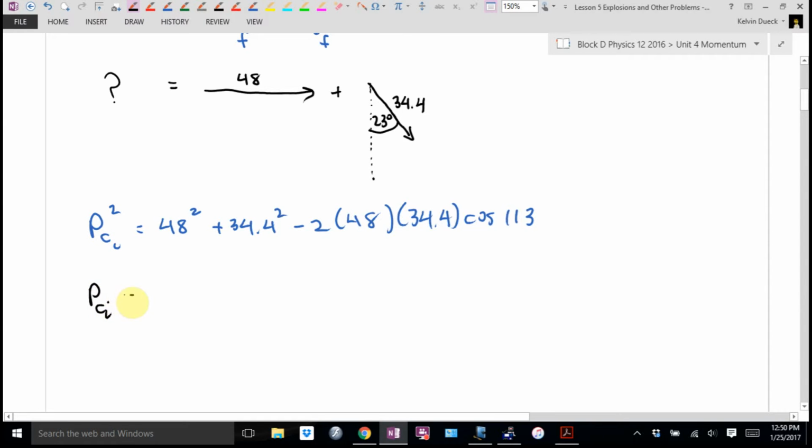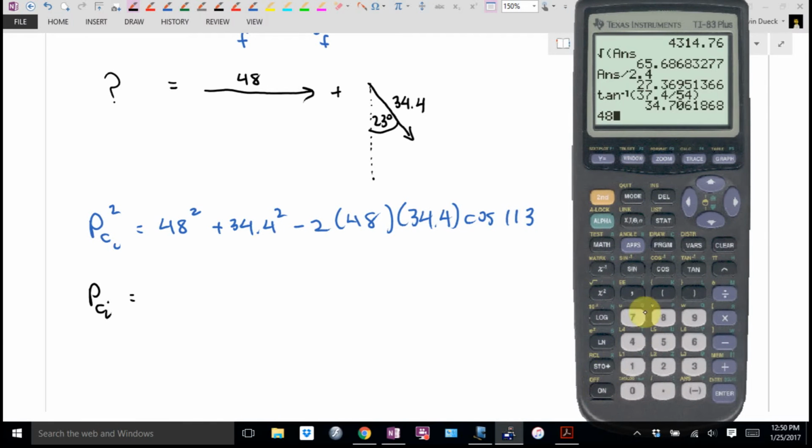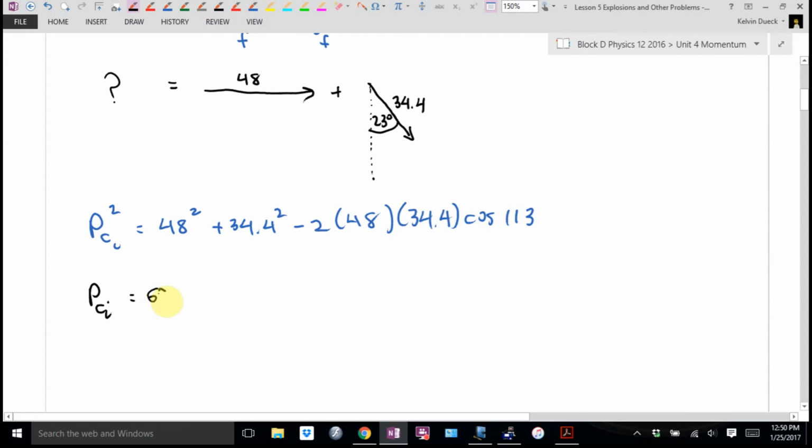The final momentum initial, I'm going to get 48 squared plus 34.4 squared minus 2 times 48 times 34.4 cos 113. Wow. Oh, square root. I always forget to do that. You get 69.121? Which, of course, Luke, is not what they asked me to find. What did they ask me to find?